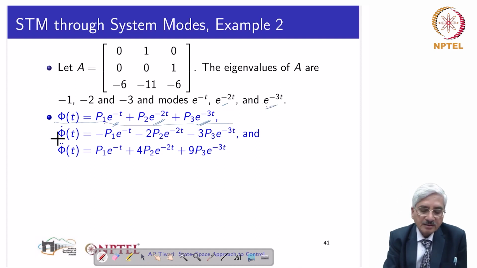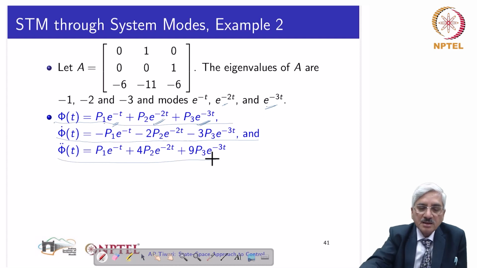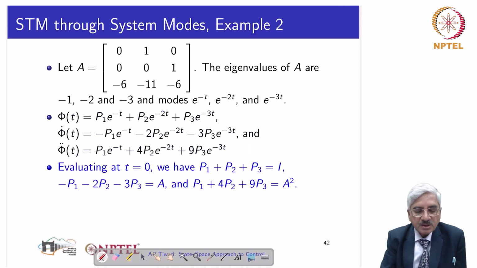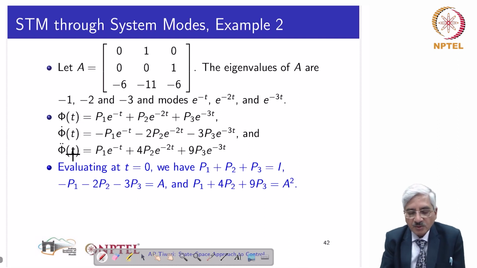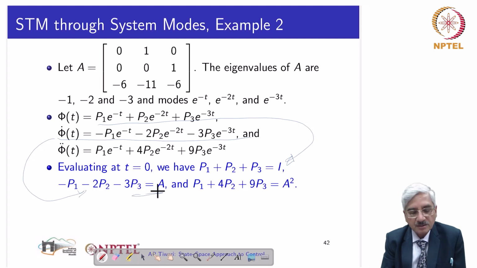Differentiate once to get this expression. Differentiate once more to get this expression. And in each of these, substitute t equal to 0. So, use the properties: phi 0 is identity, phi dot 0 is A, phi double dot 0 is A square. So we get from this one, P1 plus P2 plus P3 will be identity. This one leads to minus P1 minus 2P2 minus 3P3 equal to A matrix.